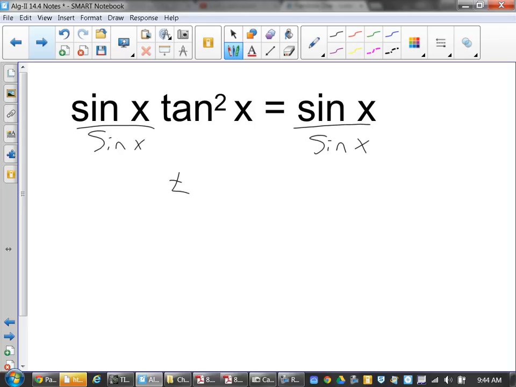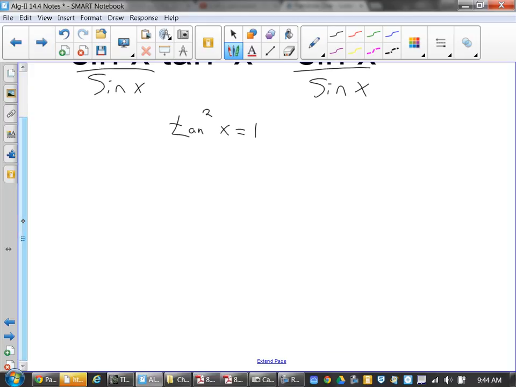you get tangent squared equals 1. Then you square root that. So what happens when you take a square root over an equal? You do it to the other side. What was it? Positive, negative. Very good. So what happens is I'm going to take the square root of both sides, and I get the tangent of x equals plus or minus 1.